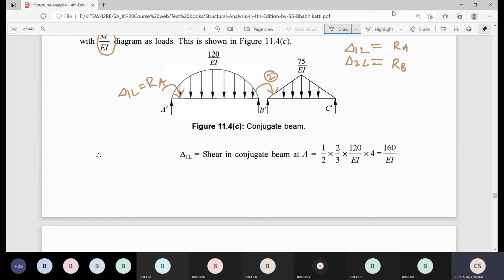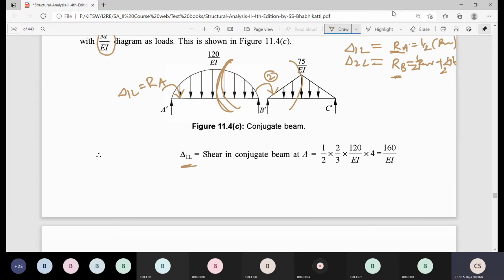So RB is equal to half of the load coming from the parabolic portion plus half of the load coming from the triangular portion. RA will be equal to half of the load coming from the parabolic portion. So take the total load divided by 2 and you get RA. For RB, it is the total load of the parabola divided by 2 plus the total load of the triangular load divided by 2. So RA value, that is delta 1L, is equal to half of the total load.